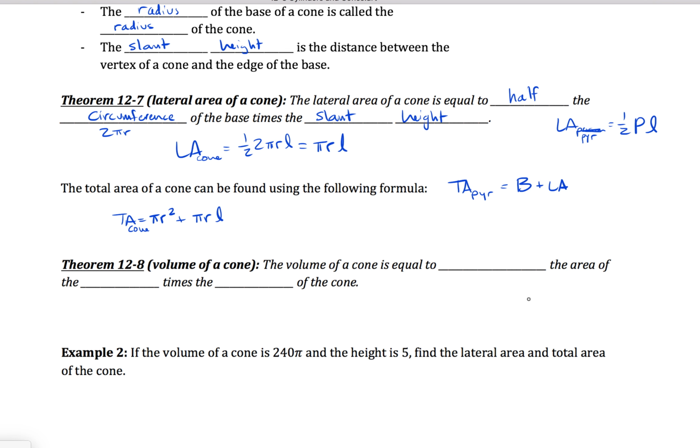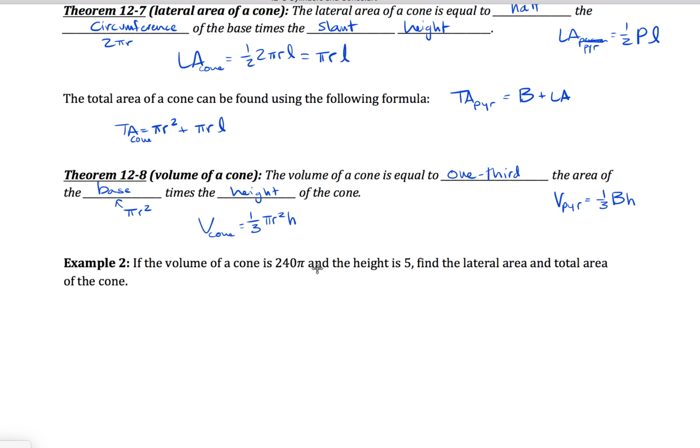Volume of a cone, it's basically the same formula as the volume of a pyramid. Remember, the volume of a pyramid was 1/3 times the area of the base times the height. And we're going to use the same formula. The volume of a cone is equal to 1/3 the area of the base times the height of the cone. Since the base is a circle, we calculate the area of the base by doing pi r squared. So the volume of a cone is equal to 1/3 pi r squared times h.